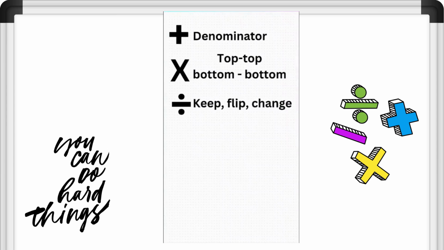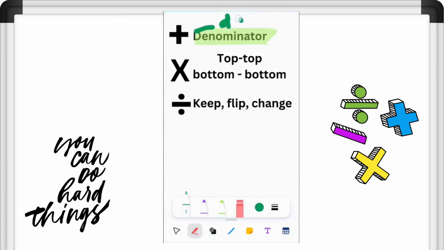Today we look at fractions. There are three basic things we're going to do with fractions. We are going to either plus and minus. And in this case, if we plus and minus, we have to ensure that the denominator is always the same. Now, what is the denominator? That is D for down.